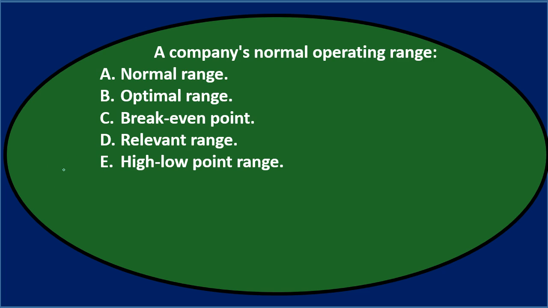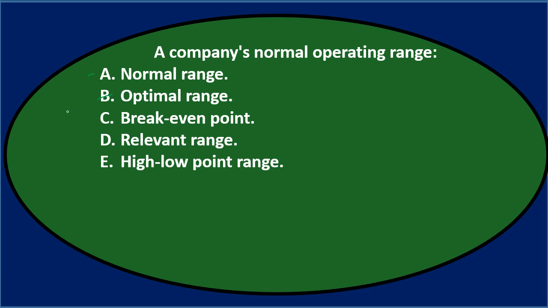Next question. A company's normal operating range: A, normal range, B, optimal range, C, break-even point, D, relevant range, or E, high-low point range. Let's go through this again using the process of elimination. A company's normal operating range. Is that the normal range? That would seem reasonable, so I'll keep that one for now. The second one would be the optimal range. The normal range doesn't seem possibly optimal. It might be, there might be another range that's not normal that's optimal.